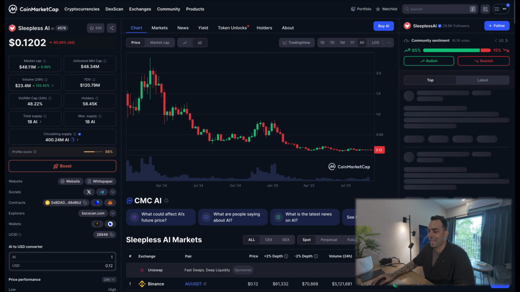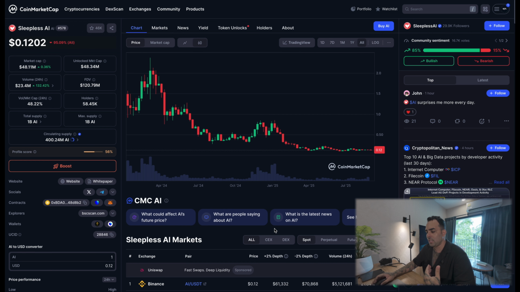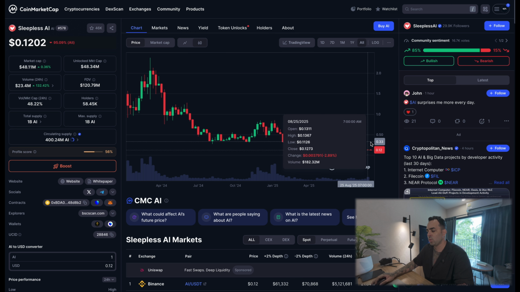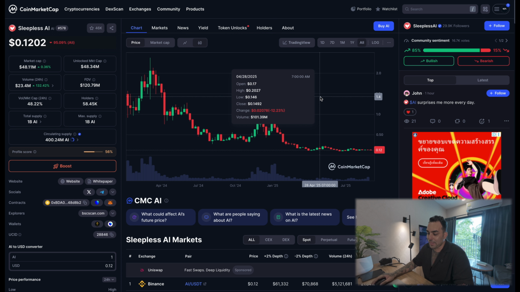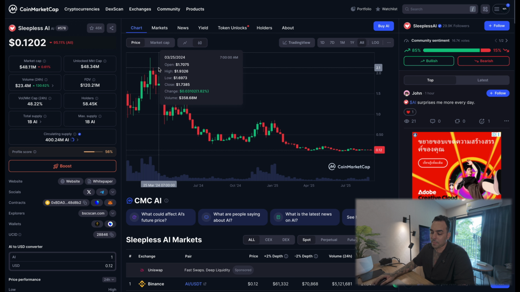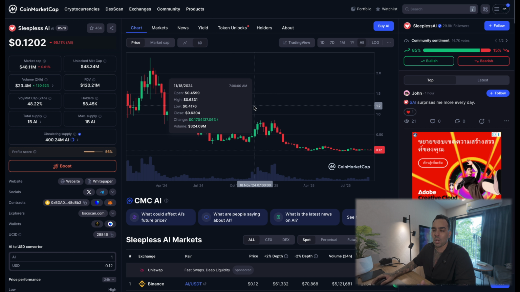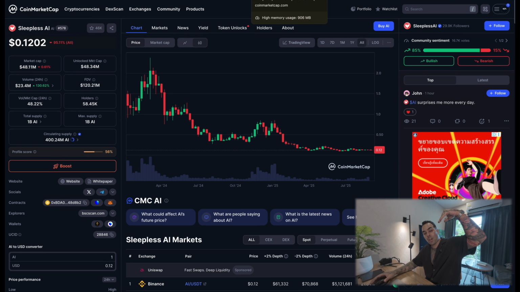Now, Sleepless AI is already on Binance. I remember this launch, it did really good at the beginning, and then it's actually not doing that great. But this is already a $48 million market cap. So, I mean, it's not that small. The chart had a nice all-time high, but then it's just been making lows. So I don't really want that. I want it to already have made a low, and now be doing a little bit better.